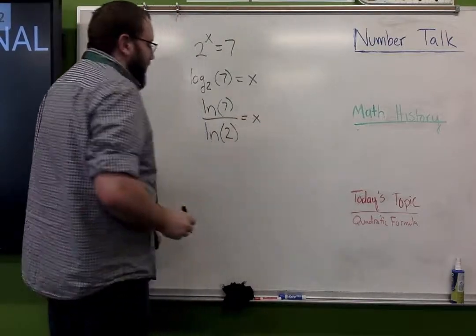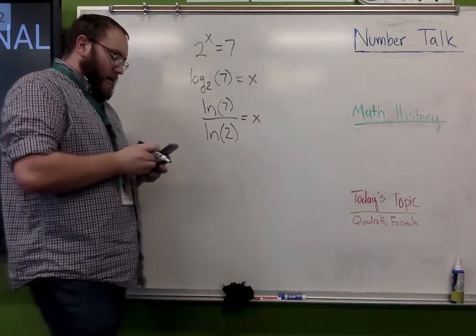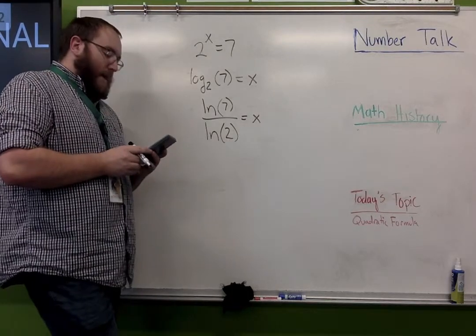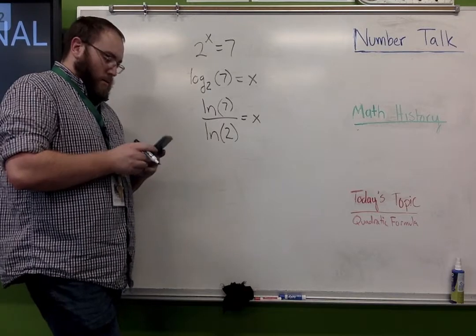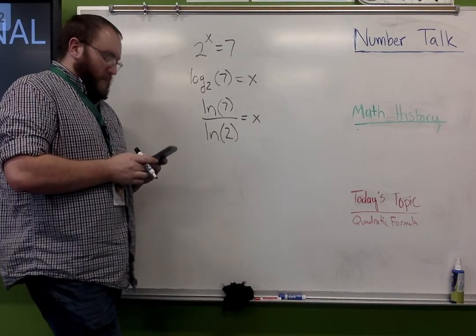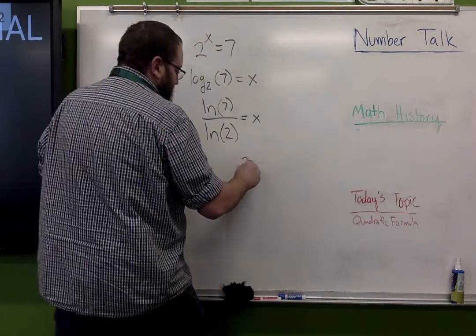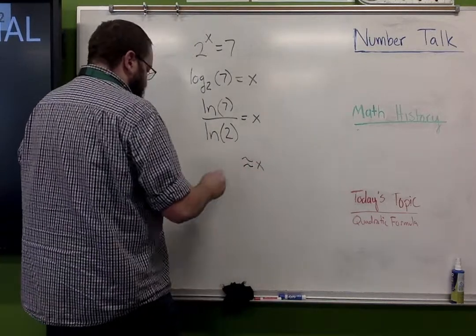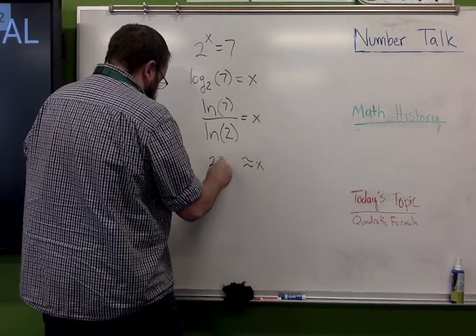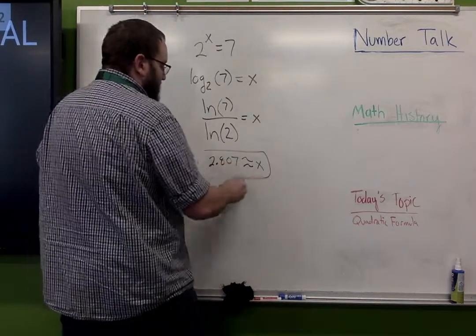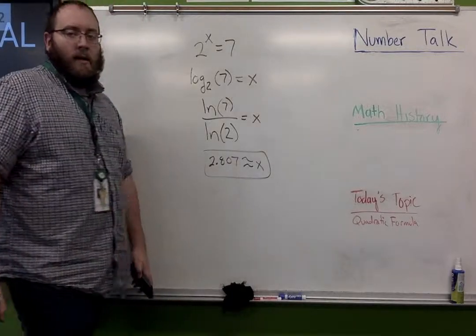Equals x. And then type this in your calculator. So let's see here. Natural log of 7 divided by natural log of 2. So x is approximately 2.807, right? To 3 decimal places. And there's your answer.